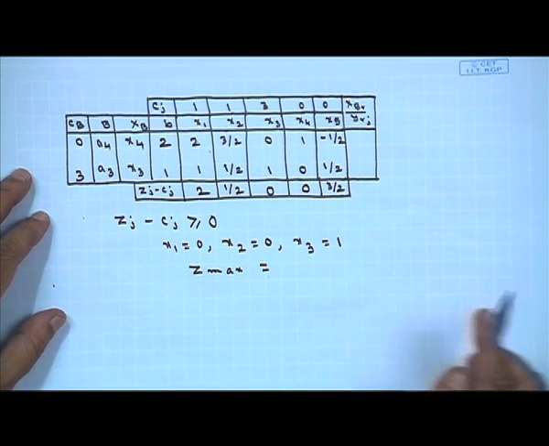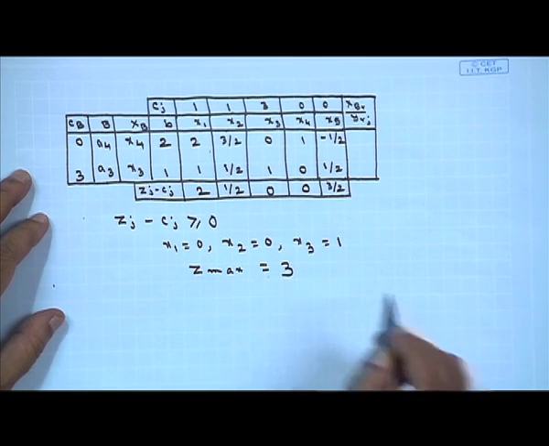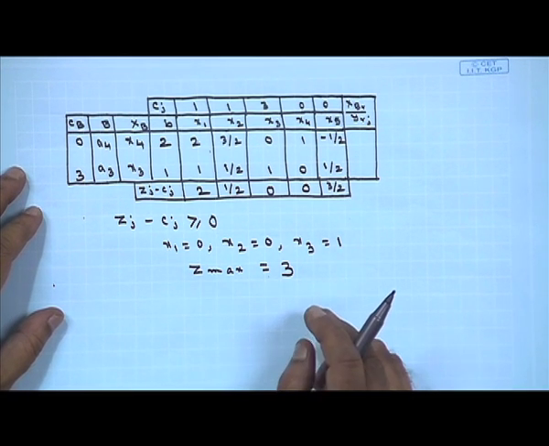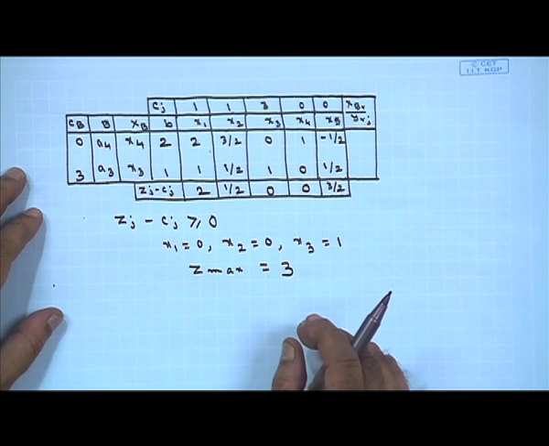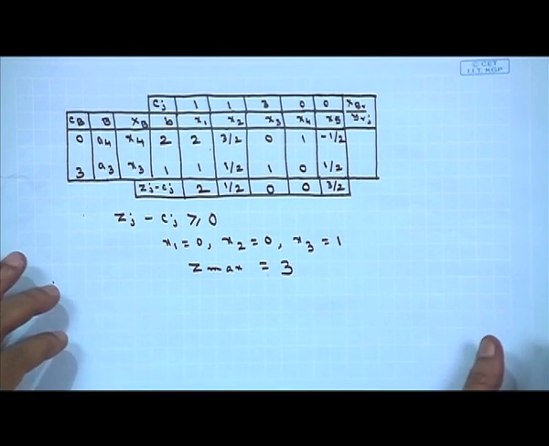Value of z max, obviously this into this plus this into this. So, the value of z max will become 3. So, this is the solution. Again, if you note that for this case also the solution is unique.